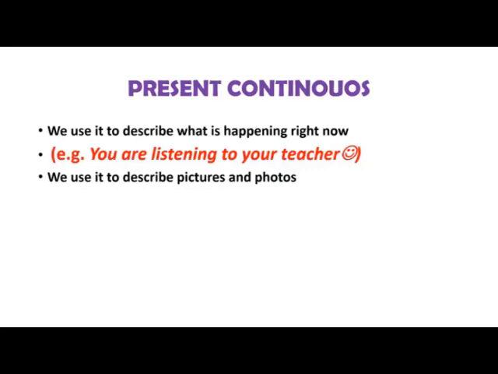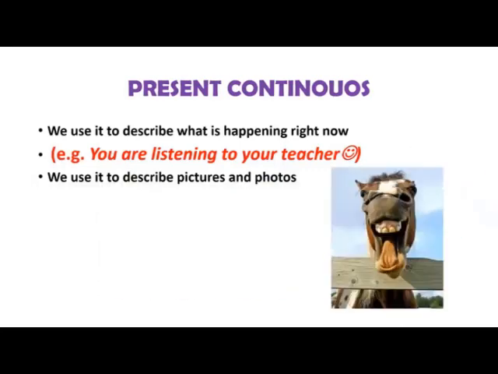Veamos qué foto tenemos por aquí. Oh, what animal is this? ¿Qué animalito es este? It's a horse, right? It's a horse. And what is it doing? ¿Y qué está haciendo? Parece que se está riendo, ¿verdad? Oh, a horse is laughing, right? A horse is laughing. Very good. Ok, entonces recordemos, utilizamos el presente continuo para describir lo que está sucediendo en este momento y para describir imágenes y fotos, ¿verdad? Very good.